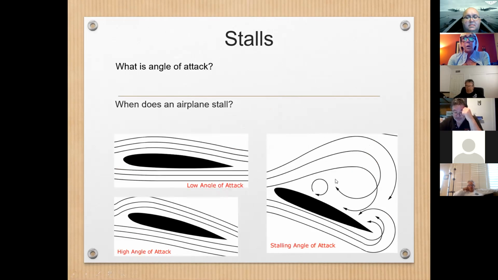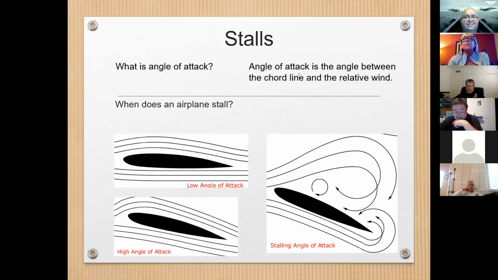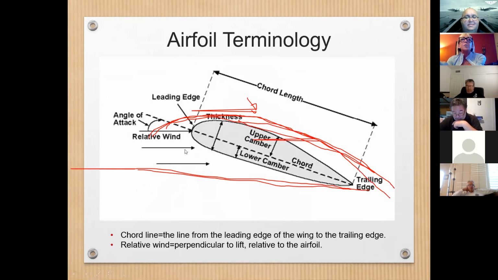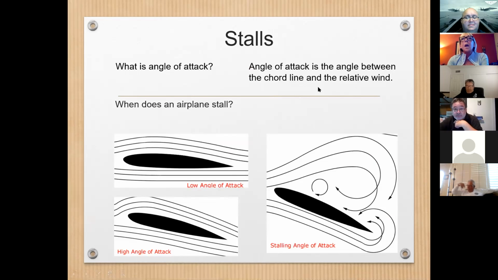Okay, so an airplane doesn't stall when the engine quits. That's just, where do I land? An airplane stalls when the wing stalls. So we want to look at angle of attack again. The angle of attack is the angle between the chord line and the relative wind. So if we go back to our former one, the angle of attack is here. Here's our relative wind, and here's our chord line that goes right through the center of the wing. So that's the angle of attack.